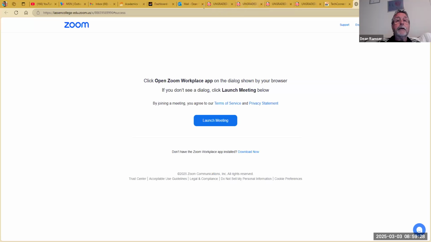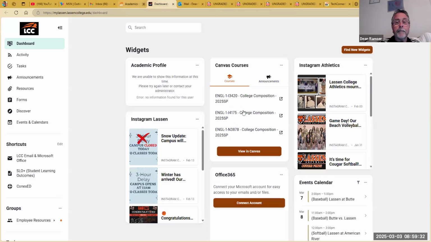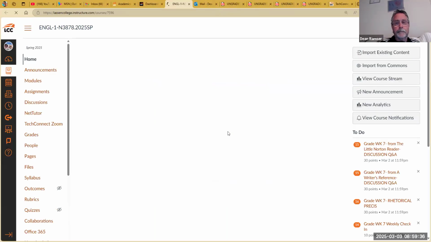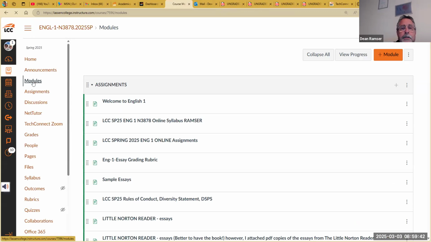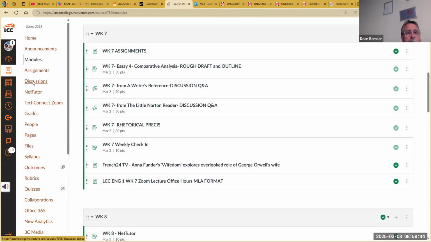Grandchildren's artwork. So let's take a look at where we're at with this week's assignments. And I know I added some modules recently, so they should be up there. So we ended week 7.